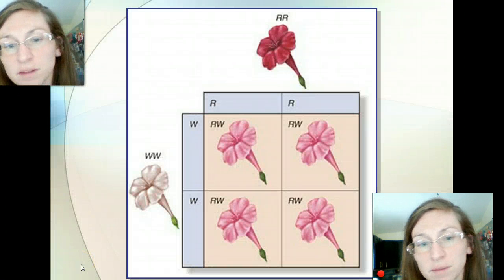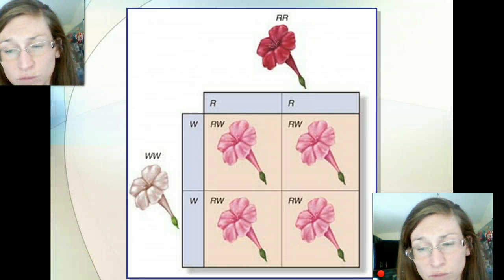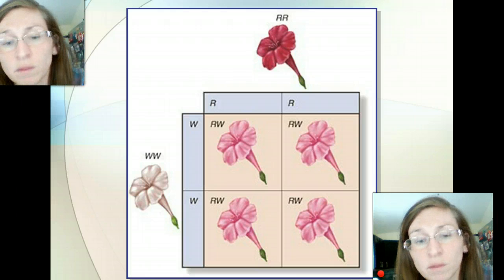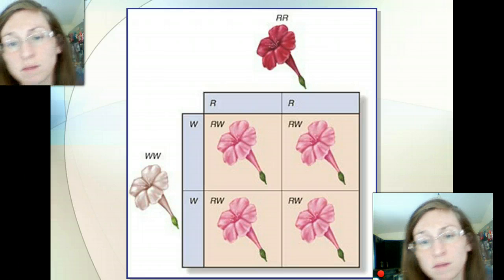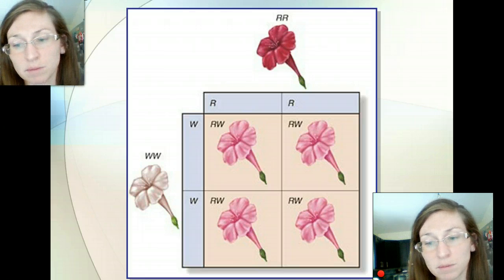And here is that same example with actual visuals, so you can see what the red and the white flower look like separately, and then when you mix those two, you get the pink flower, and that is incomplete dominance.